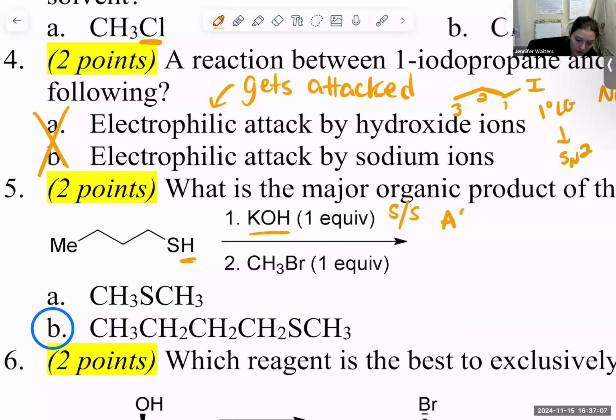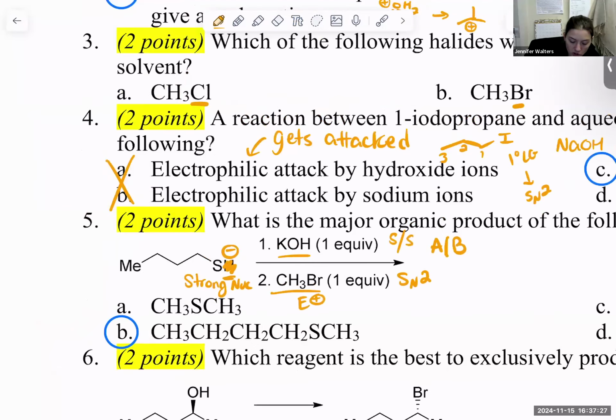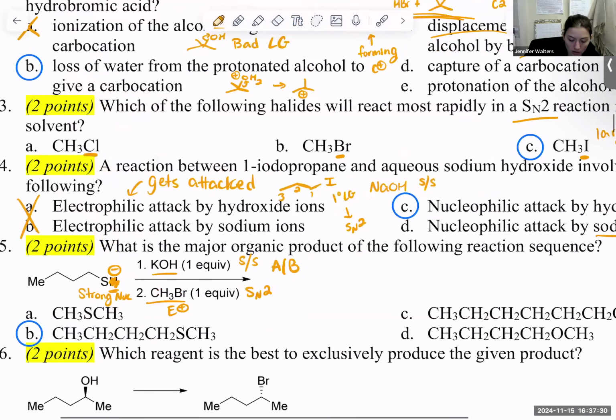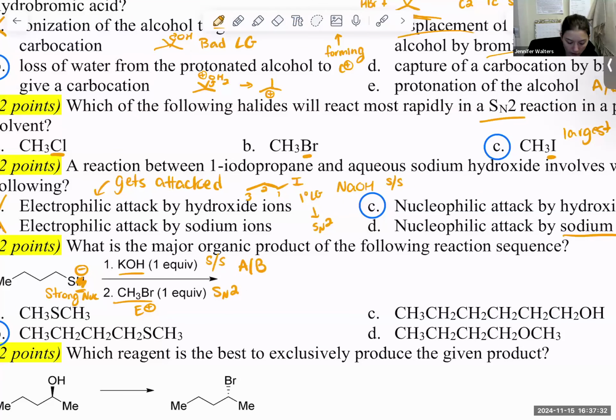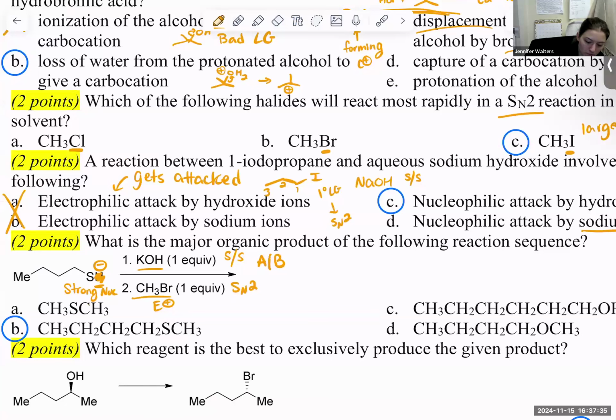So the first step is just that acid-base reaction that forms the S minus. Now this is a strong nucleophile to react with my electrophile in step 2. So in step 2, I'm adding that bromomethane that is going to be doing an SN2 reaction. So I'm going to look for a structure that has 4 carbons, then sulfur, then 1 carbon. So that is option B, where I see that 1, 2, 3, 4 carbons, sulfur, and then another carbon.